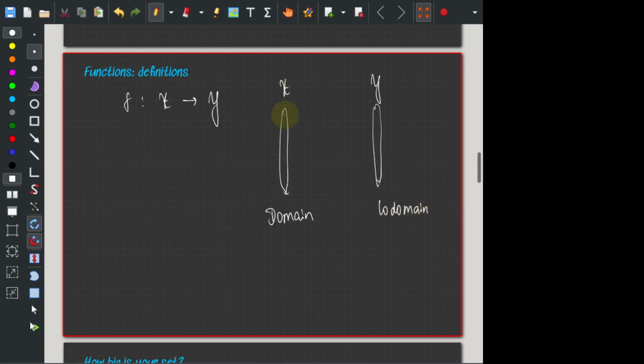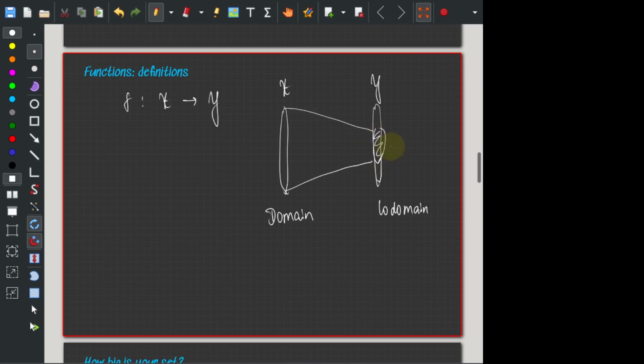Right? Now the function f need not take x and map it to all of y. For example, if I take f of x equal to x square, f from R to R, then not every y has a corresponding x. So negative numbers don't have a corresponding x. So in that case, f maps x to some subset of y.